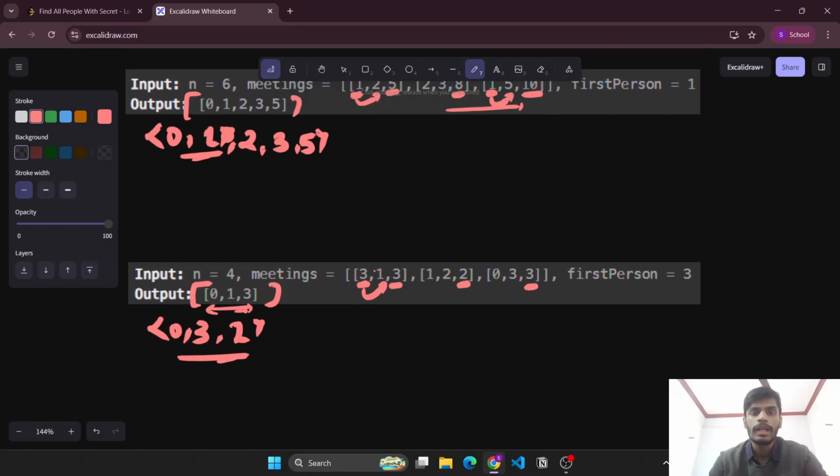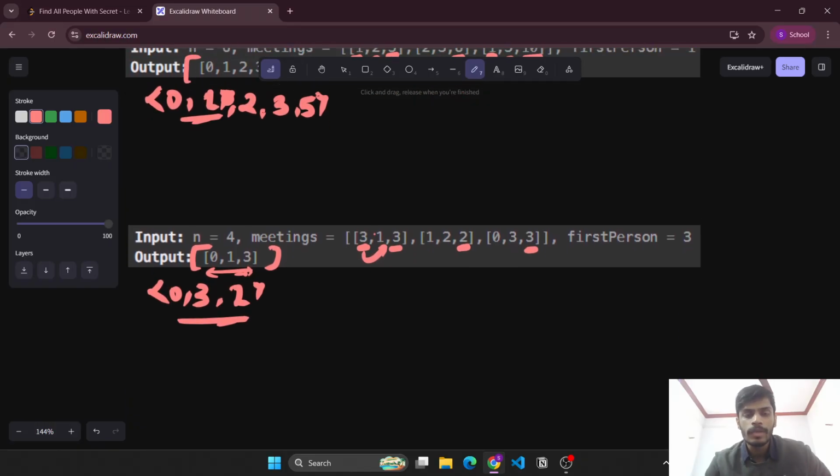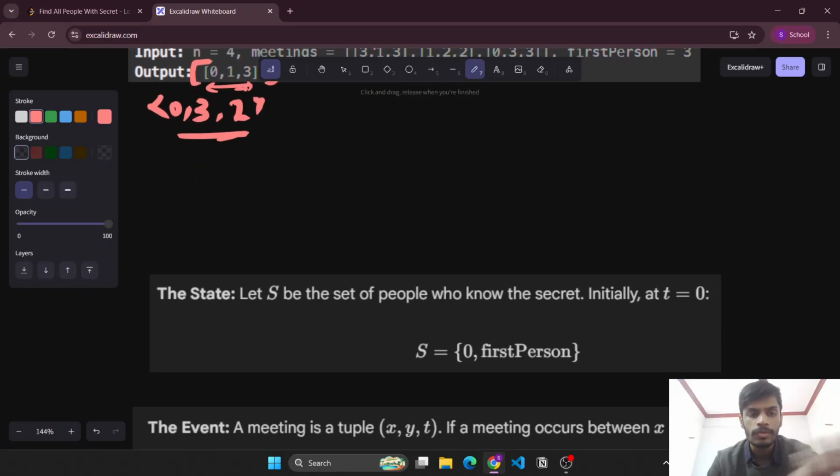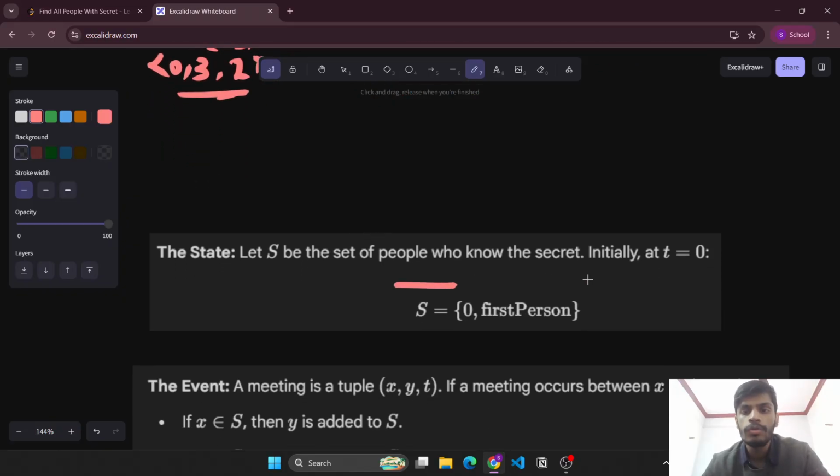So what does the problem ask us to do? Let's see the generalized problem statement. So we let S be the set of people who know the secret initially.